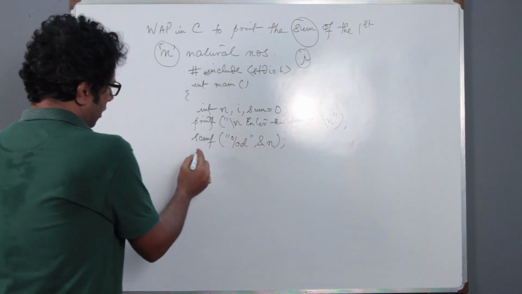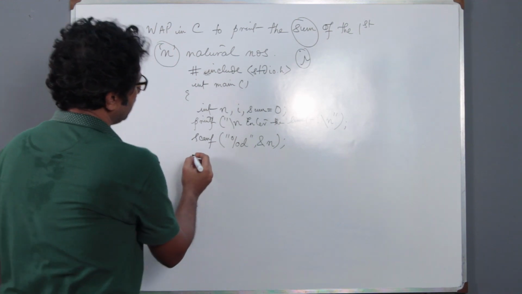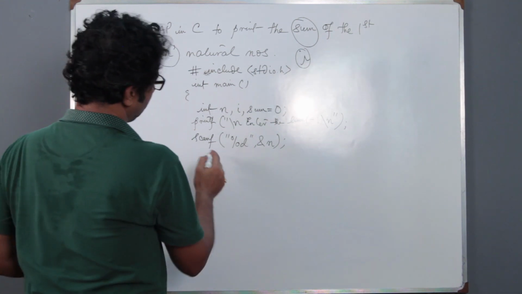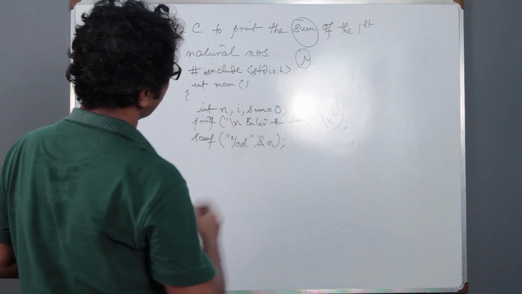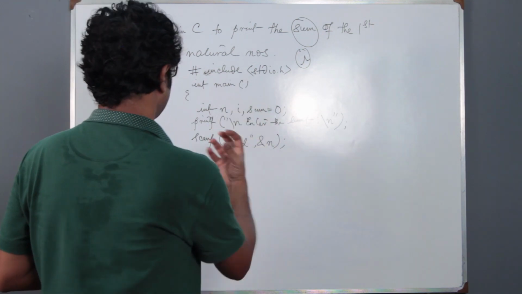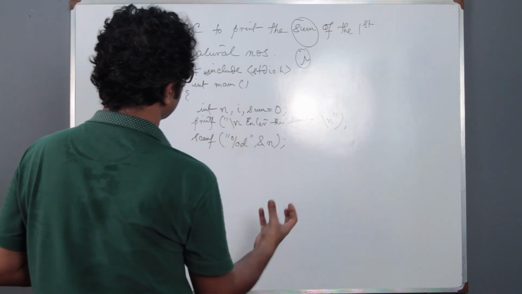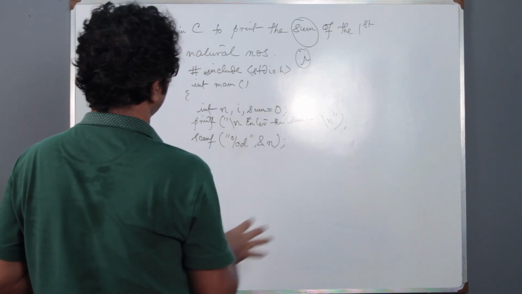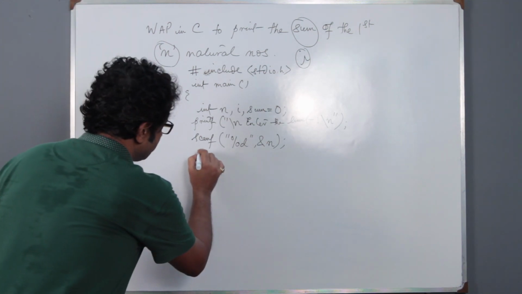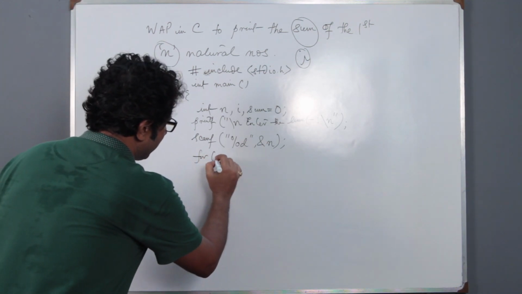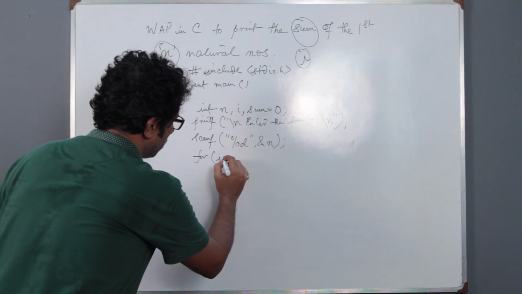So now we have to do the looping operation. That is, we have to find the sum of the first n natural numbers by applying the logic of the for loop by doing like this. Let me write this first and then let me explain after that.